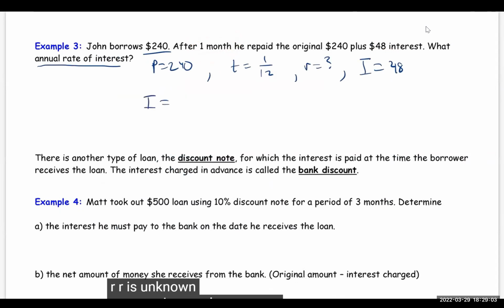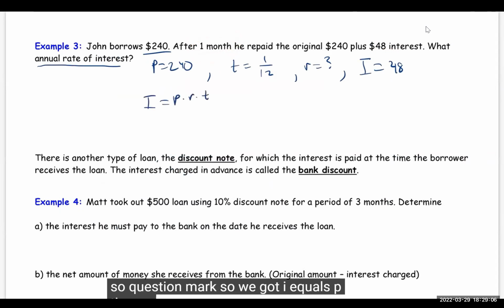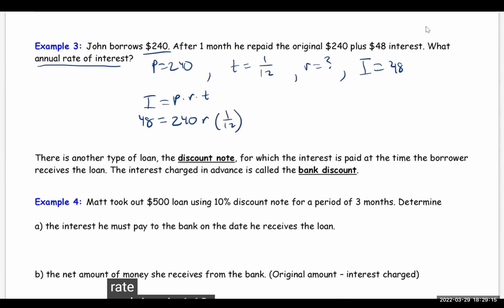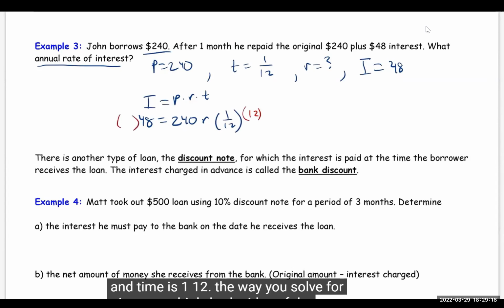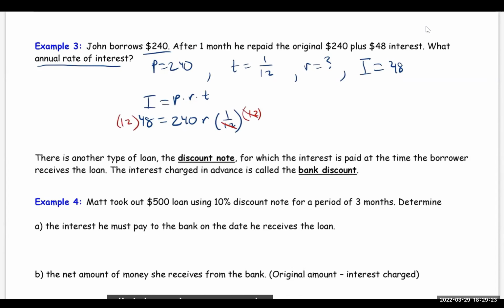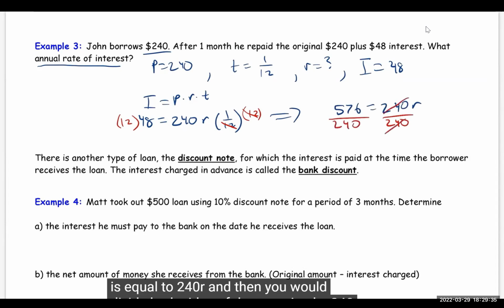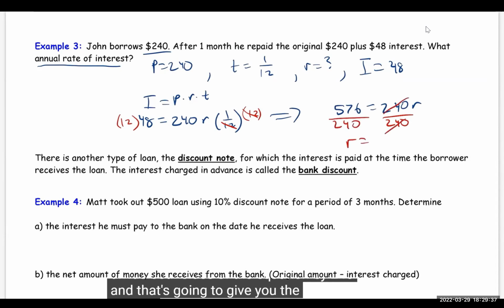So we got I equals P times R times T. So I is 48, P is 240, the interest rate is unknown, and time is 1/12. The way you solve for R is you multiply both sides of the equation by 12 in this case. So 12 times 48 is 576, which is equal to 240R. And then you would divide both sides of the equation by 240, and that's going to give you the interest rate.